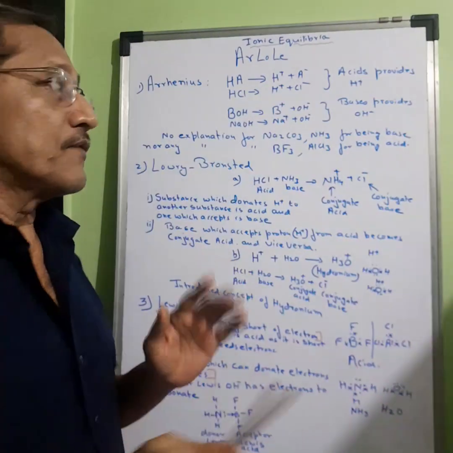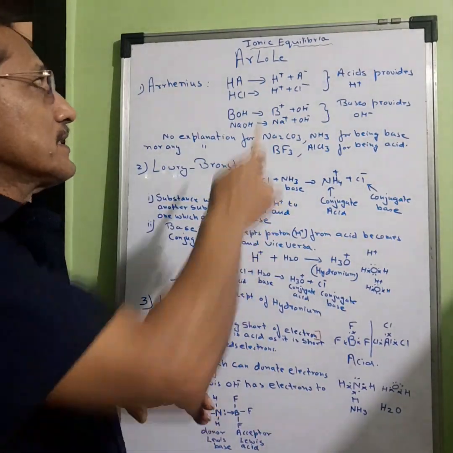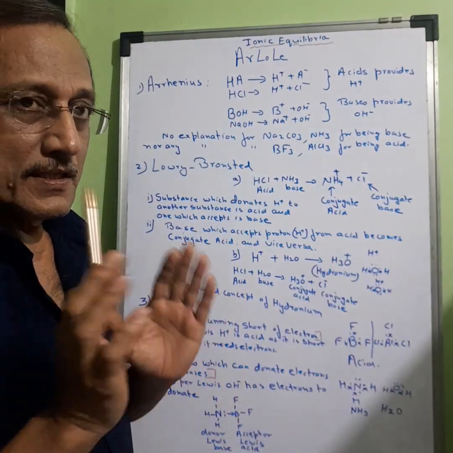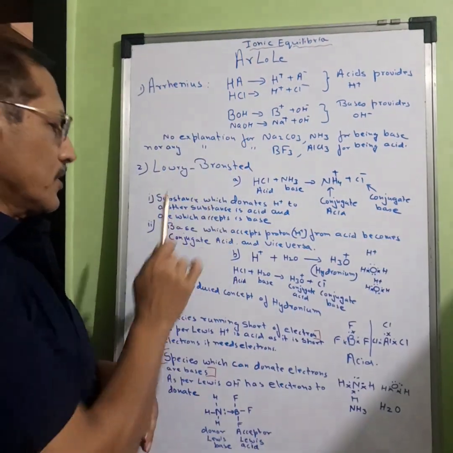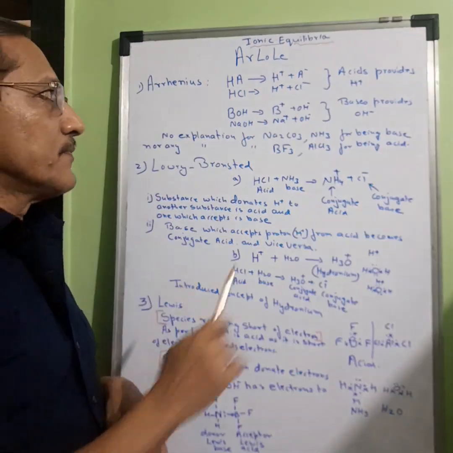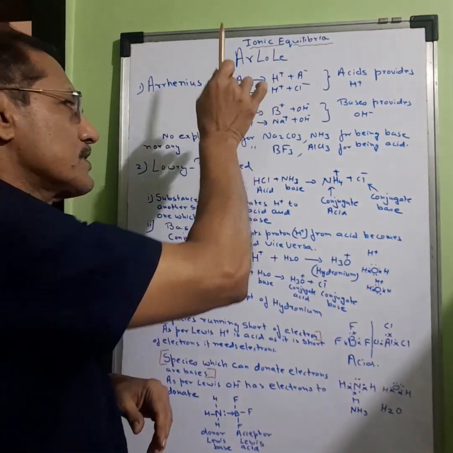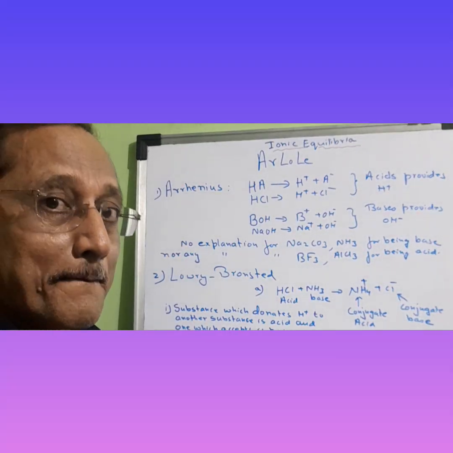Hi guys, in this video we are going to discuss Ionic Equilibria. Now there is a mnemonic, interesting: Arlo-Lay. This belongs to Arrhenius, Lowry and Lewis. Now this is in sequence, so if this was first, then second and third. Let's try and understand one by one briskly.